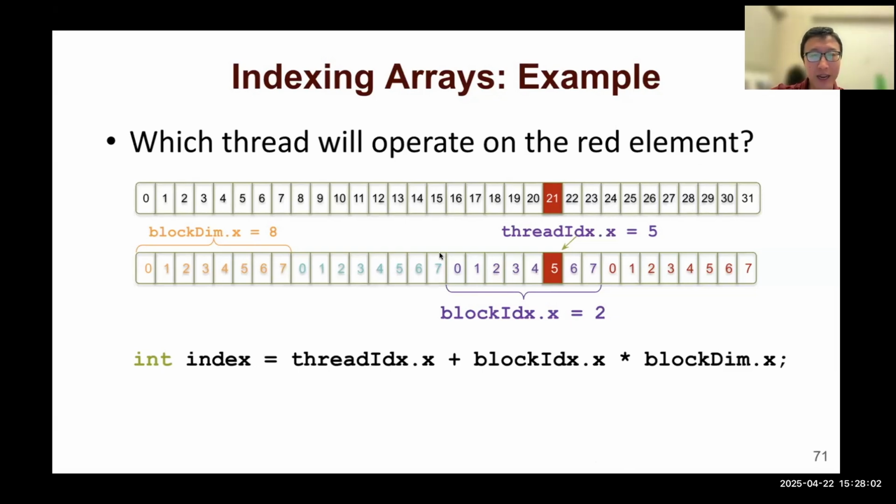I have dimension 8, and I have the block index, which is given. For the given block, the block index is a constant. And I have a corresponding local thread index. So to find the corresponding construction of my block configuration, the thread index is 5, the block index is 2, and the block dimension is 8. And that's how I got my 21.